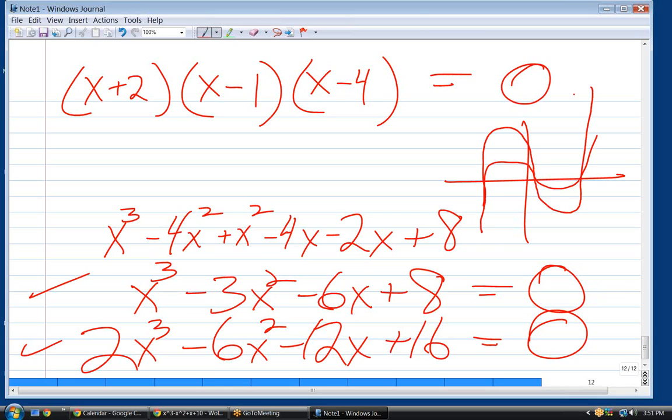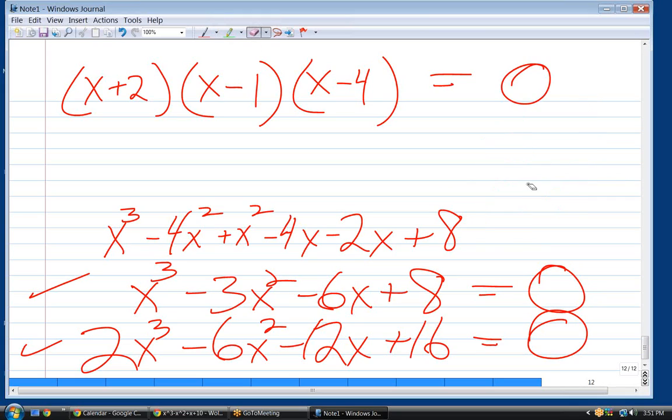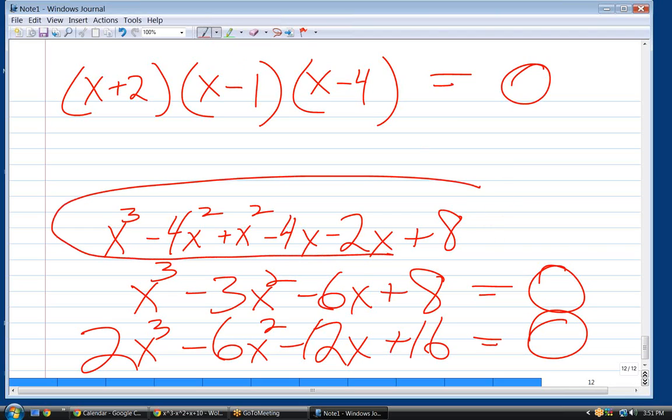Same zeros, different function. And that's an important concept to really get in these polynomials: just because it has certain zeros, that's all that means. When I multiply those factors together, I get this polynomial here. But I can have any multiple of that I want.